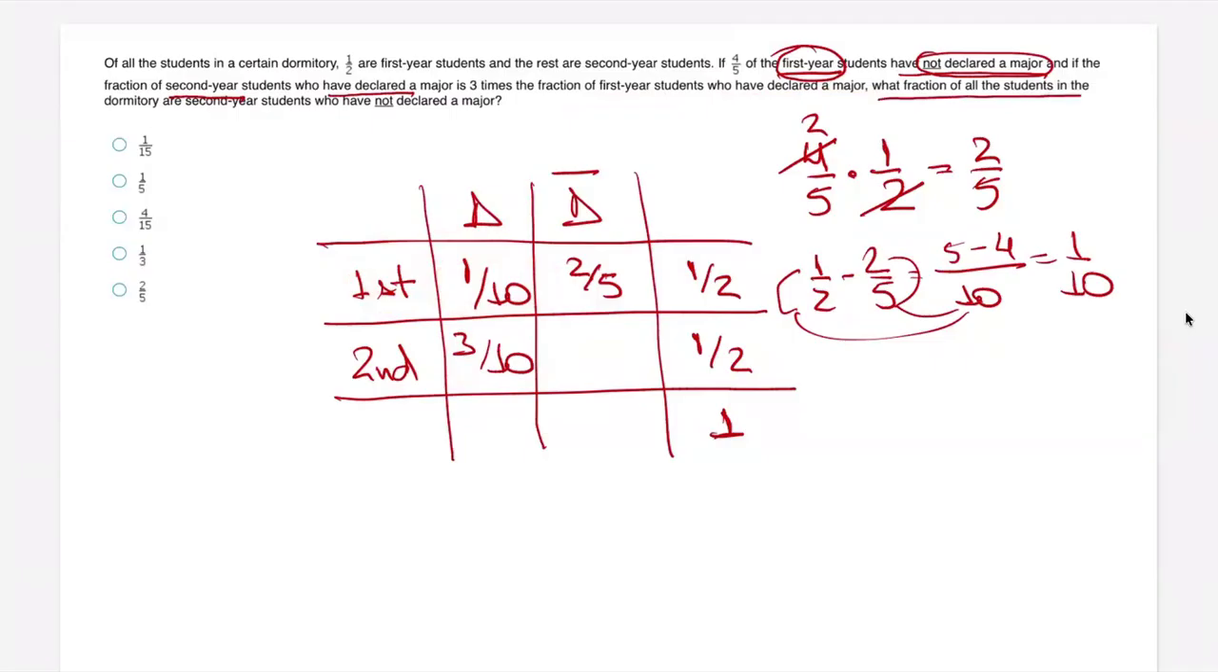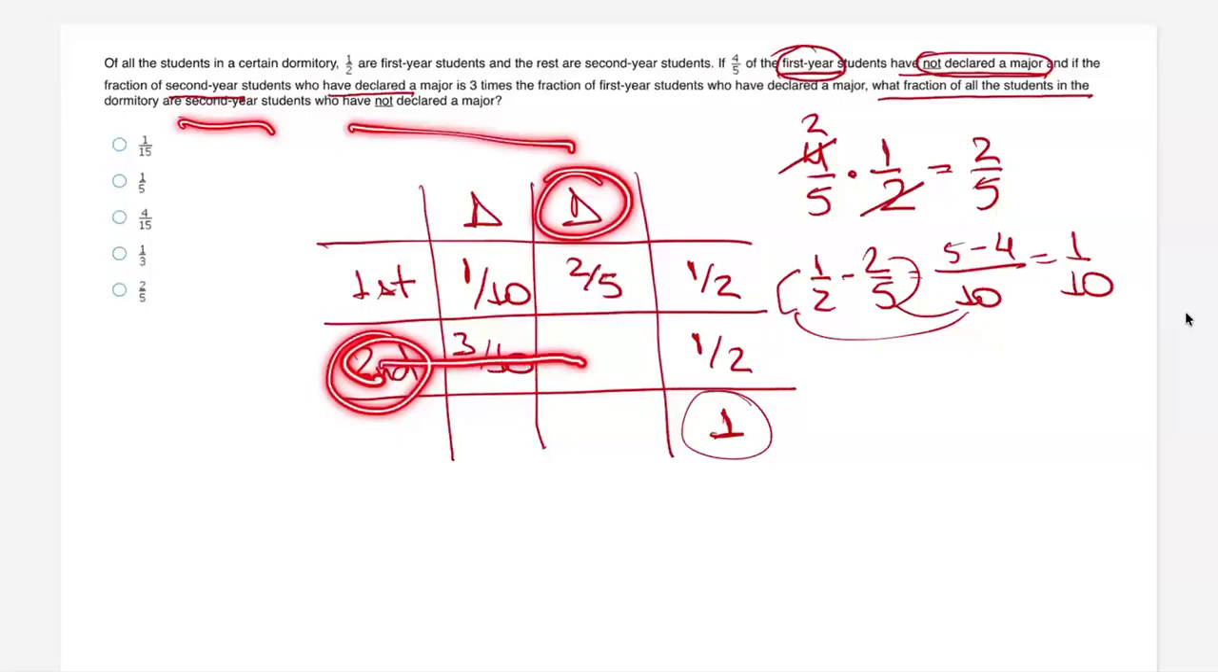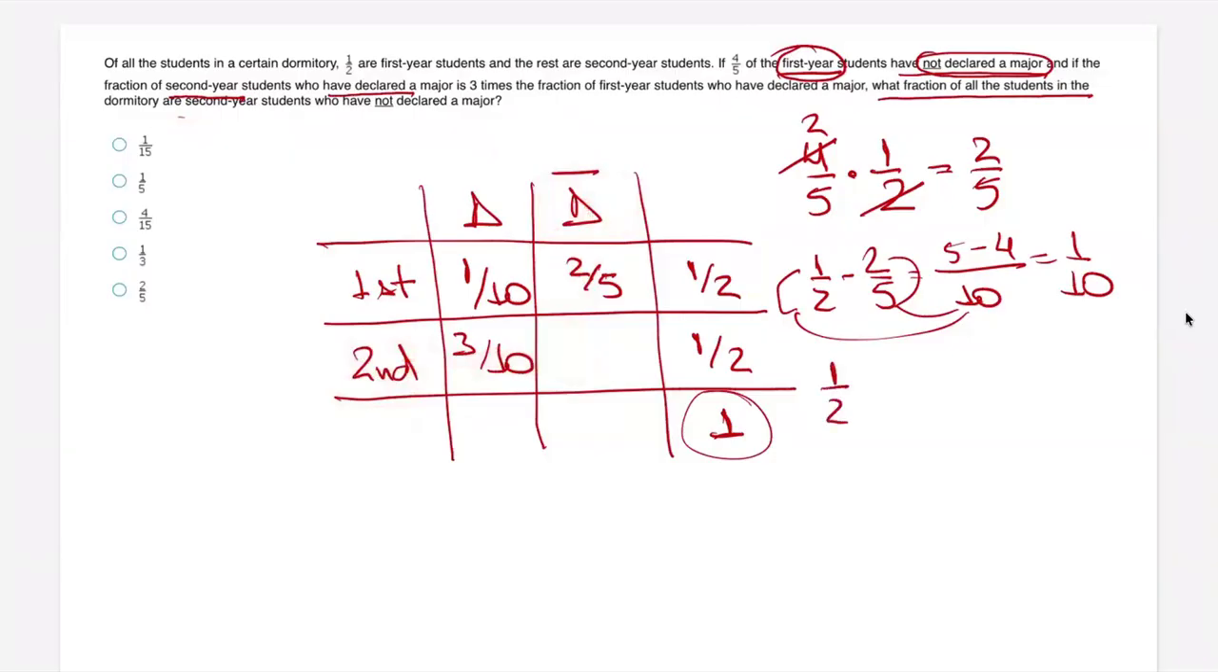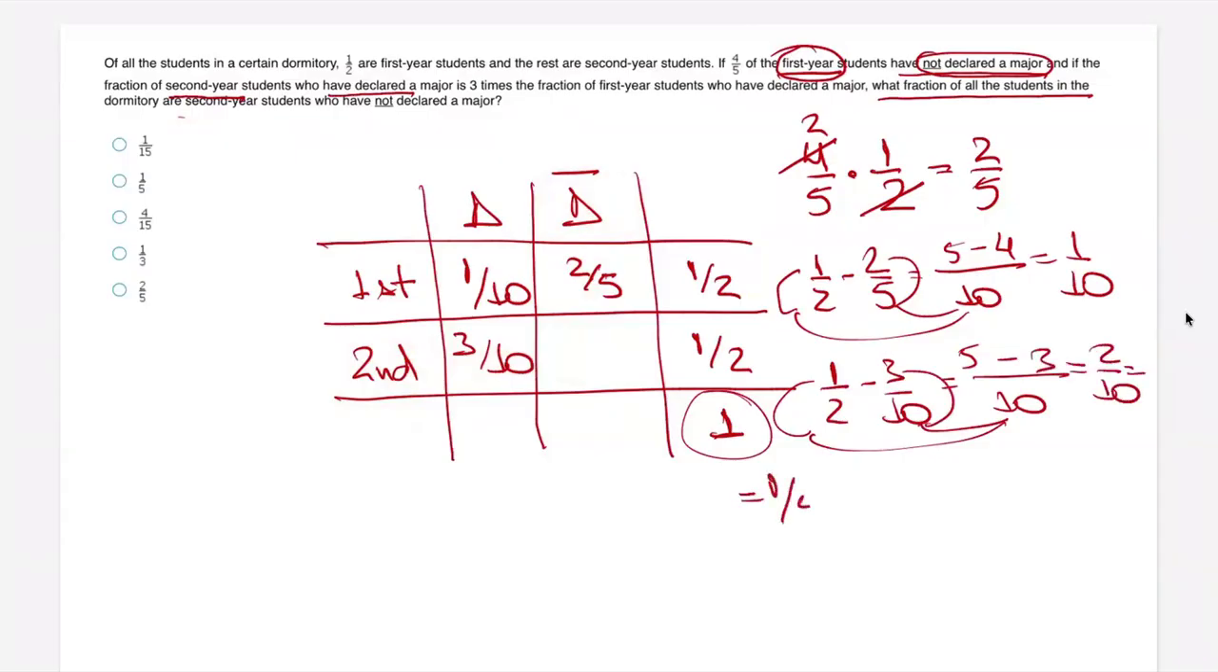What fraction of all the students in the dormitory are second year who have not declared? So he's asking exactly this. So it will be a half minus 3/10. 10 divided by 2 is 5, times 1 is 5. 10 divided by 10 is 1, times 3 is 3. So 2/10, so it's 1/5. Good?